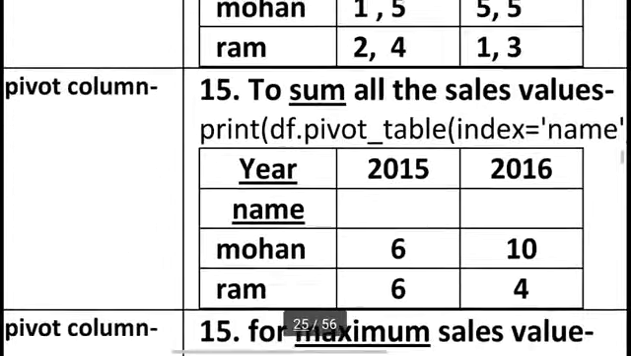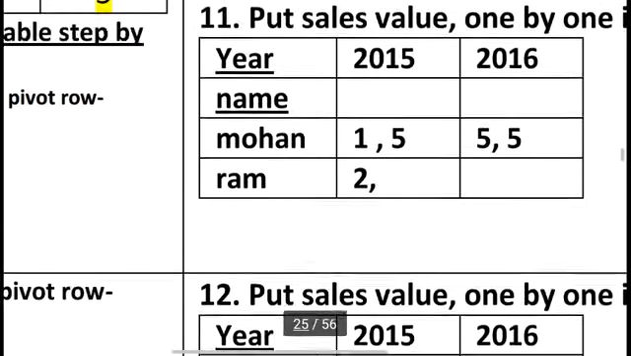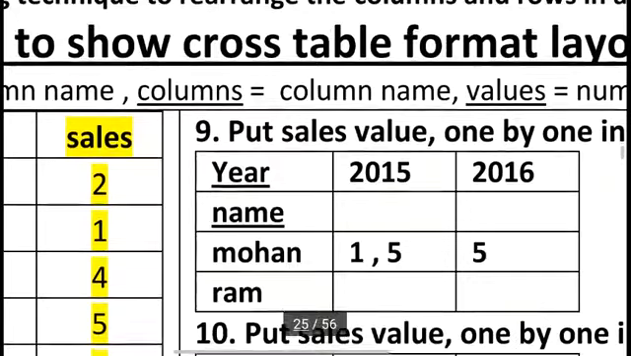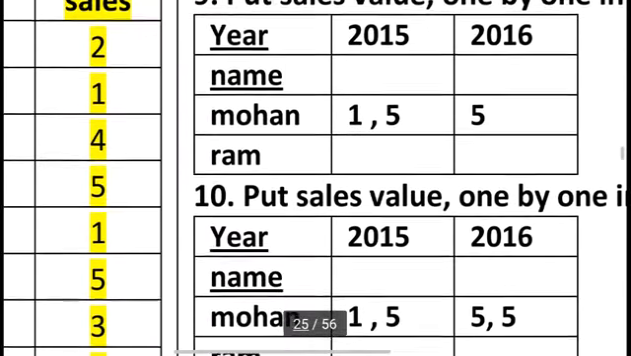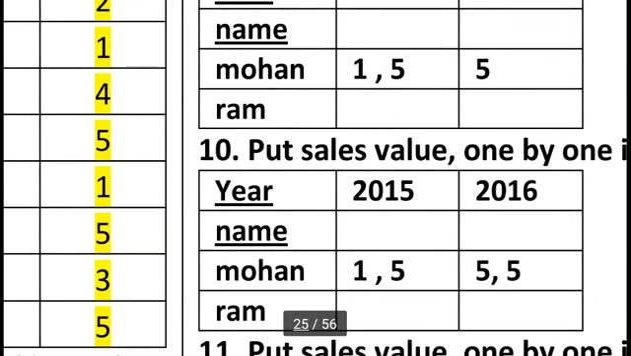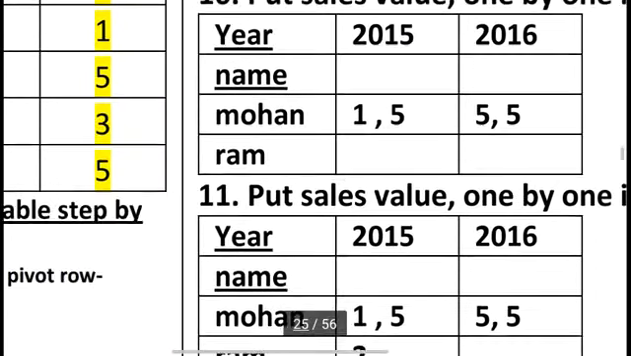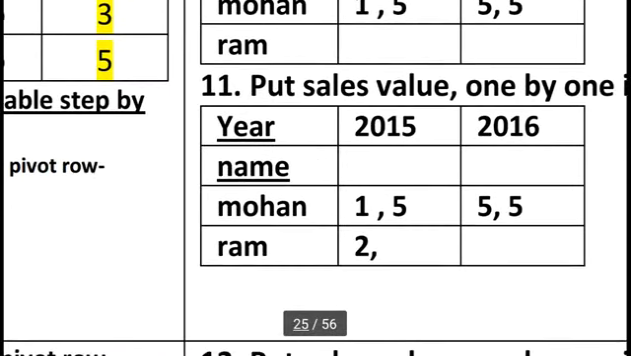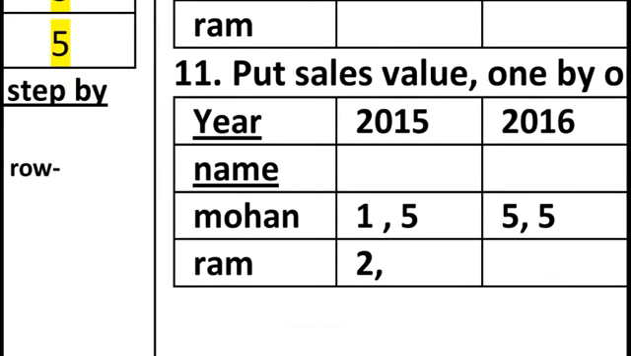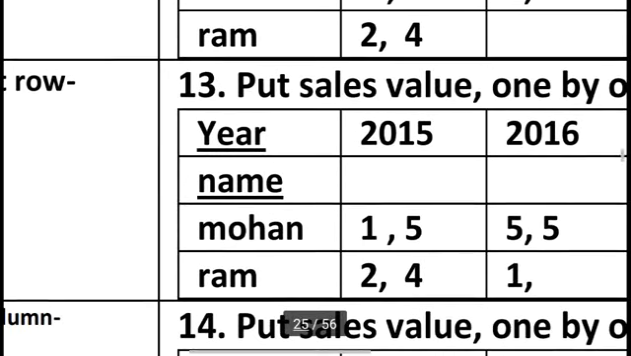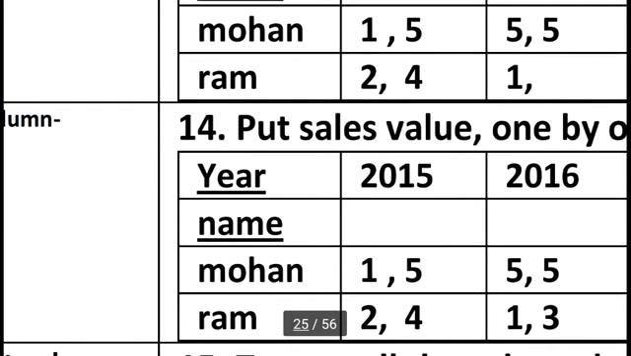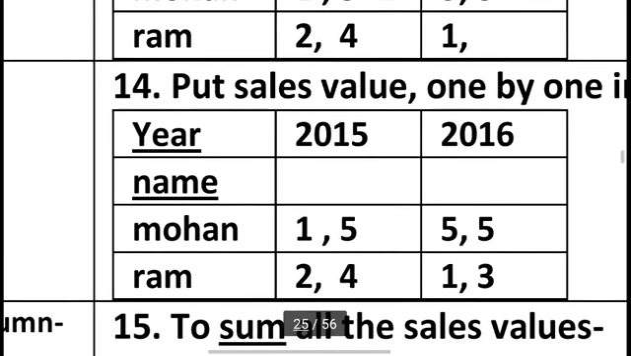So you can see Mohan 2015, the value is 5. Mohan 2016, the value is 5. Now Ram 2015, the value is 2. Ram 2015, the sales value is 4. Ram 2016, the value is 1, and Ram 2016 value is 3. So this is our pivot table.